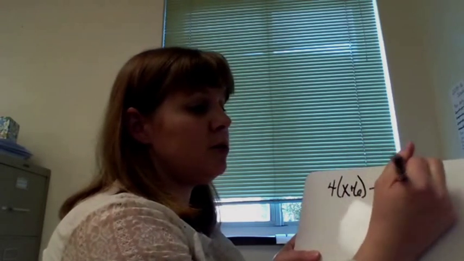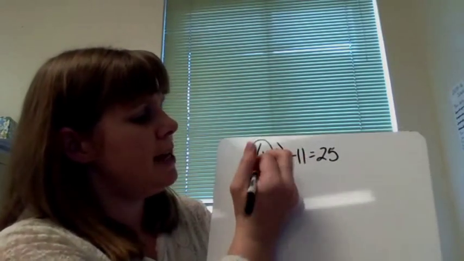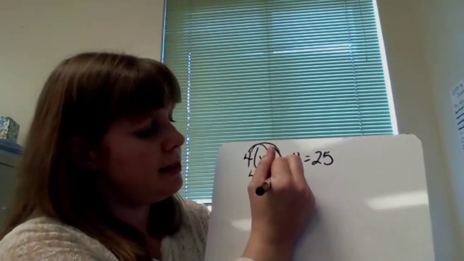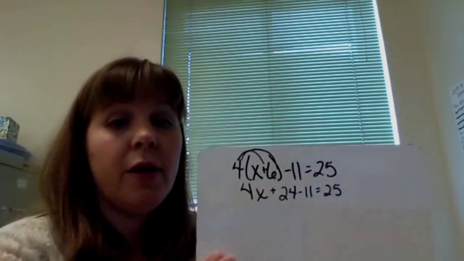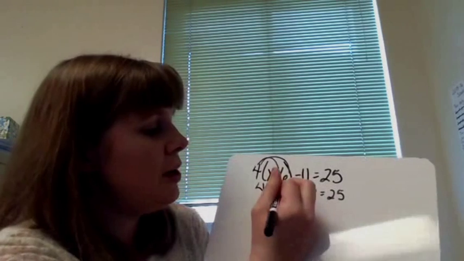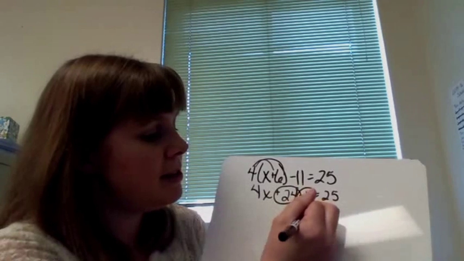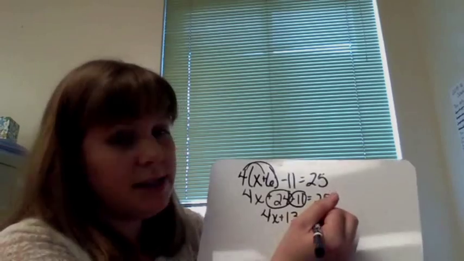Let's do another problem. Let's do one with the distributive property. 4 times the quantity x plus 6 minus 11 equals 25. So here, the first thing I want to do is distribute. 4 times x is 4x. 4 times 6 is 24. There's a plus sign there, so that carries down. Minus 11 equals 25. Now, I have some like terms that I can combine. This 24 minus 11, that's positive 13. So the 4x just carries down. 4x plus 13 is equal to 25.